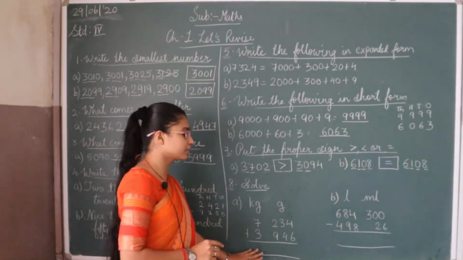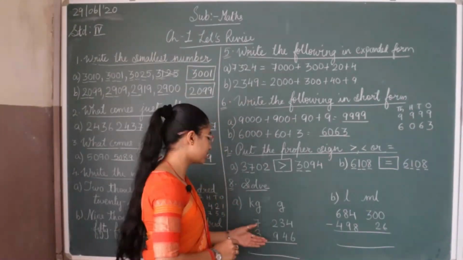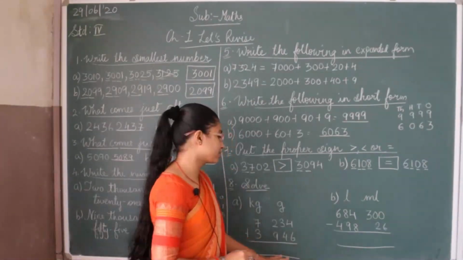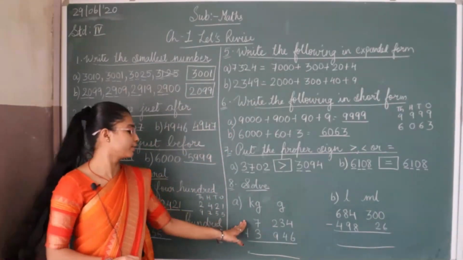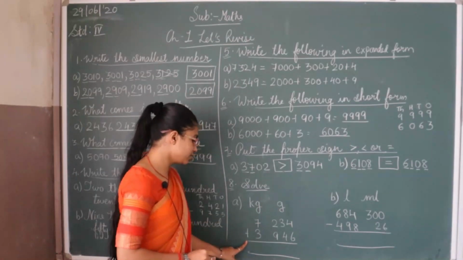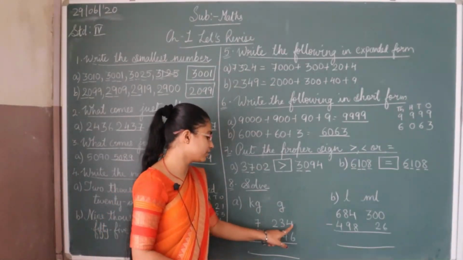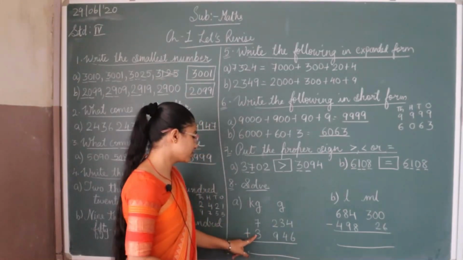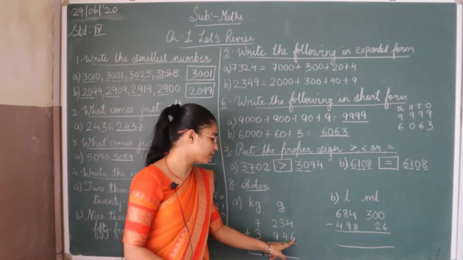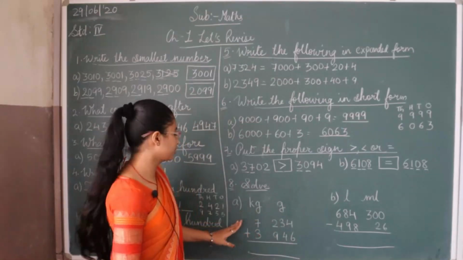Now last one is solve. Solve means whatever the signs are given you have to do, that is addition or subtraction. You have already done this in 3rd standard. Okay. So first one is addition. 7 kg 234 gram plus 3 kg 946 gram. So we will add this.